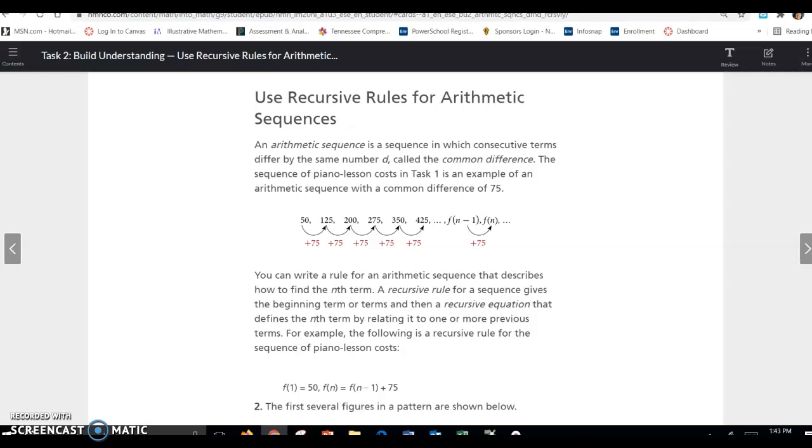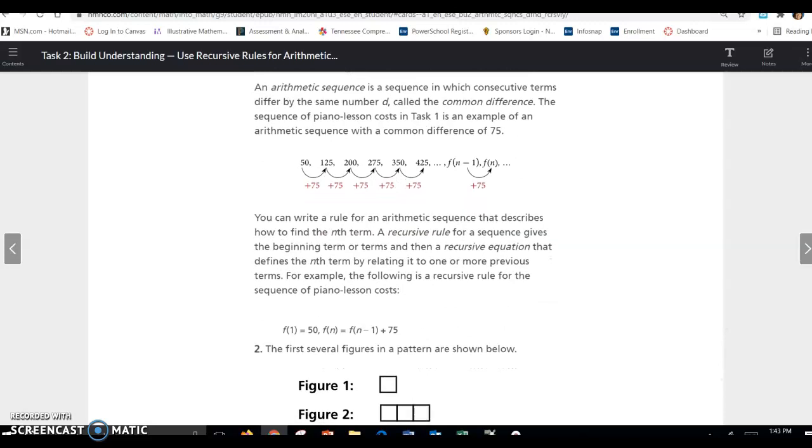A recursive rule for a sequence gives the beginning term or terms and then a recursive equation that defines the nth term by relating it to one or more previous terms. For example, the following is a recursive rule for the sequence of piano lessons cost. It gives you the first term is 50, and then the equation would be f of n equals f of n minus 1 plus 75. So n minus 1 just means the previous term. So whatever the previous term is, you're going to add $75 to that.